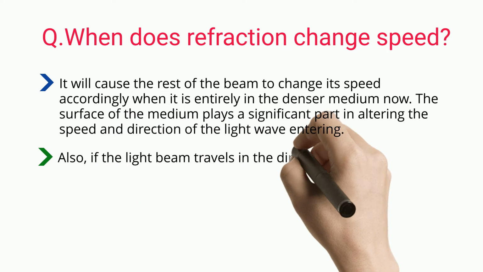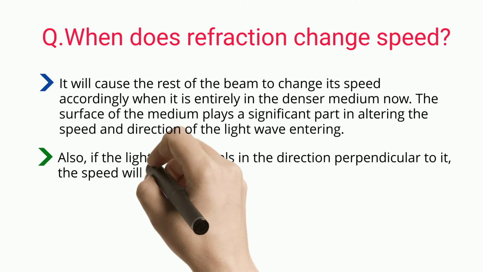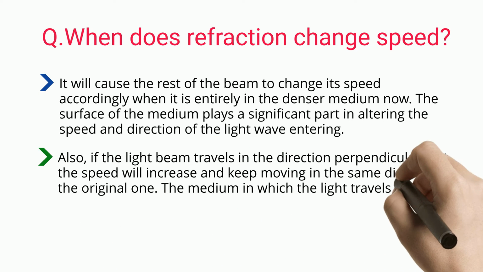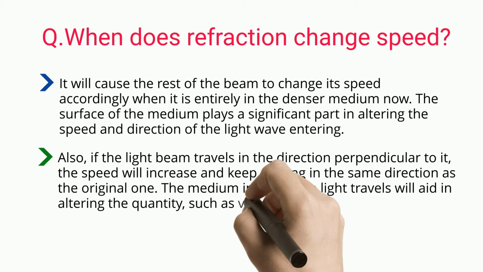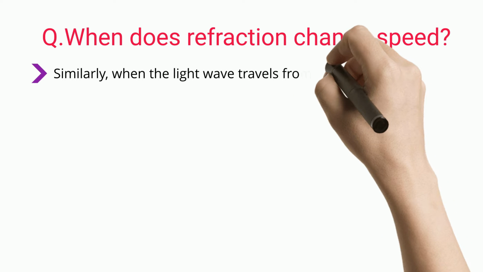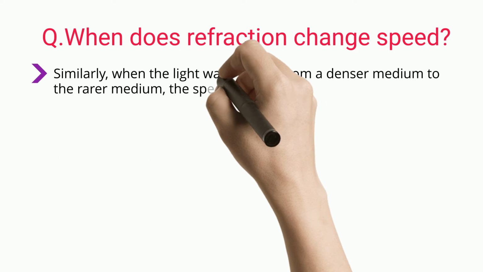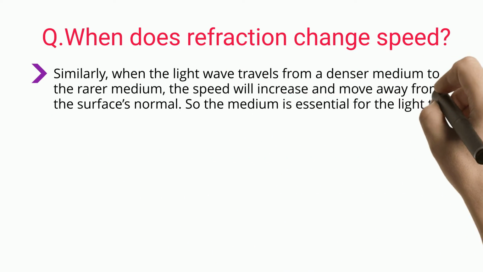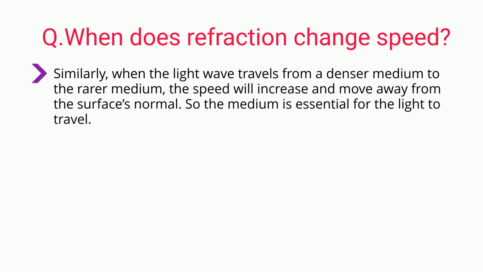Also, if the light beam travels in the direction perpendicular to it, the speed will increase and keep moving in the same direction as the original one. The medium in which the light travels will aid in altering quantities such as velocity and wavelength. Similarly, when the light wave travels from a denser medium to the rarer medium, the speed will increase and move away from the surface normal. So the medium is essential for the light to travel.